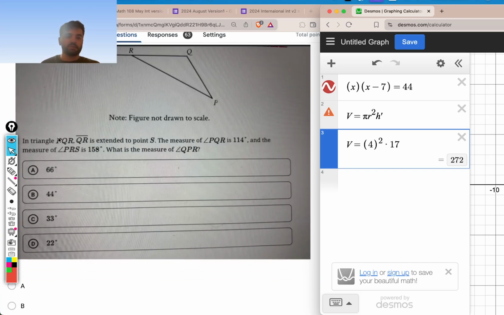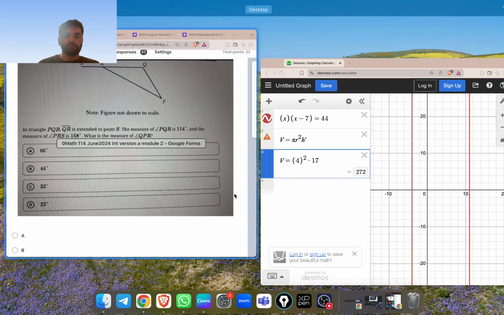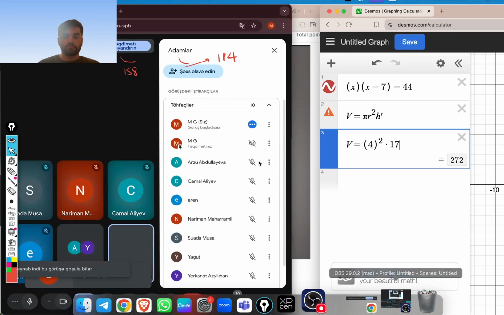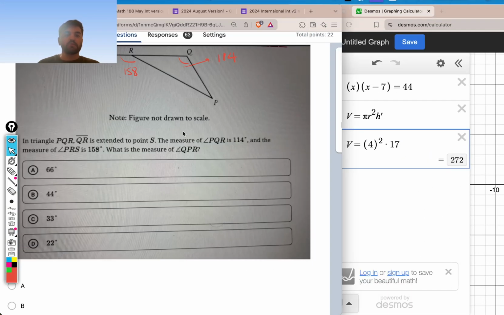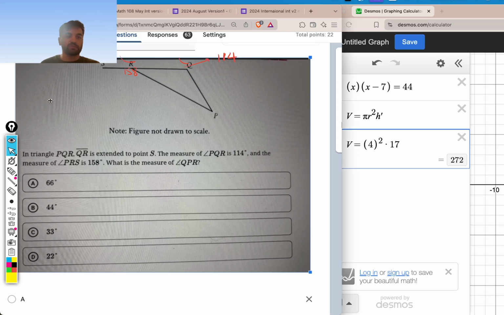For 5, it says this one is 158 and this one is 114. And what is the value of P? For finding the value of P, we know this rule here. 158 is equal to P plus 114, and from here P is equal to 44. Answer is B here.